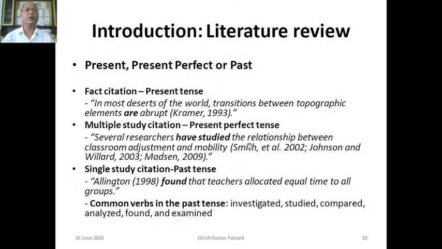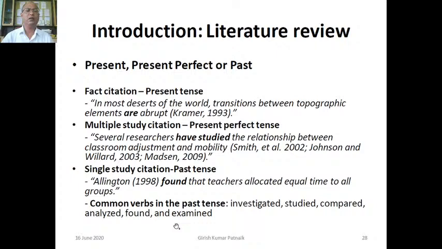But when you want to cite a single paper, then it must be past tense. So here you see I'm using Ellington found that teachers allocated equal time to all groups. I'm using the verb found, and it is in the past tense. So for a single study citation, I must use the past tense. But if it is a multiple study, that is more than one paper, then we need to use present perfect tense. And there I can very well write several researchers, or I can use researchers.